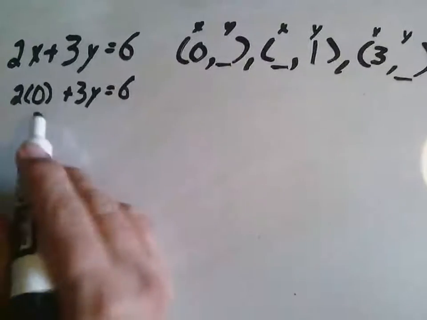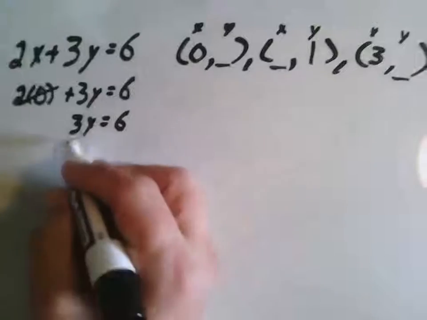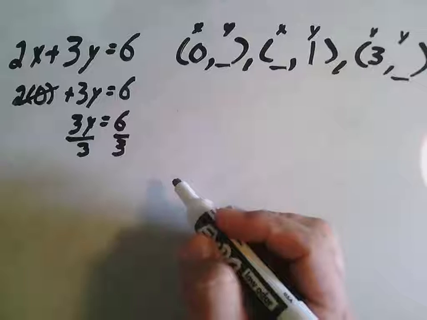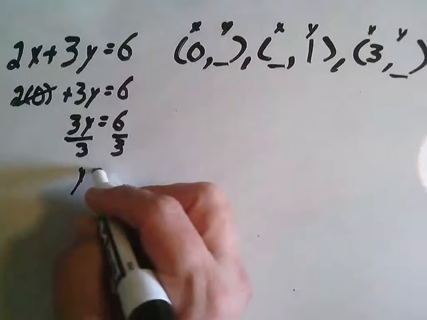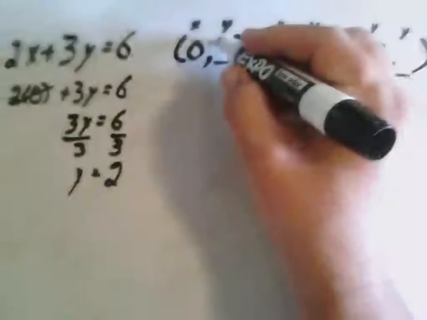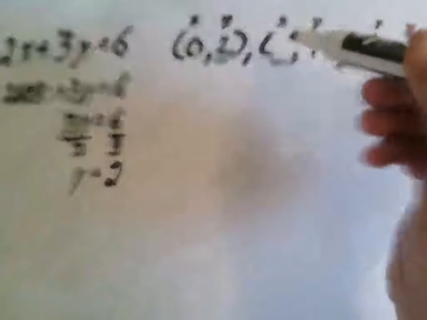2 times 0 is 0, so that basically just disappears. 3y is equal to 6, which means I divide by 3 because it's a whole number. That's the easiest instead of multiplying by the reciprocal. And so y is going to be equal to 2. So then I just fill in the 2, and that ordered pair is 0 and 2. For the next one, I'm going to substitute in the y. So that's just a little bit different here.